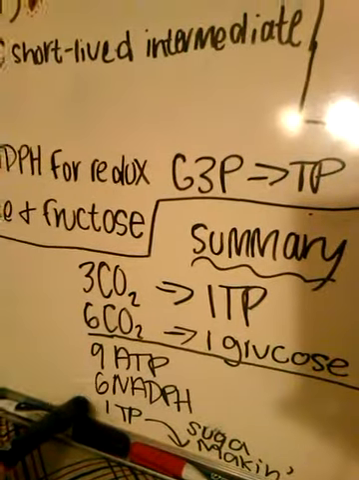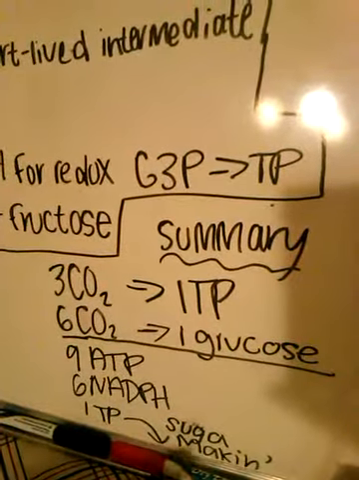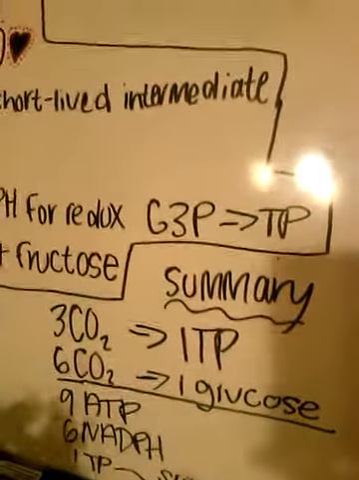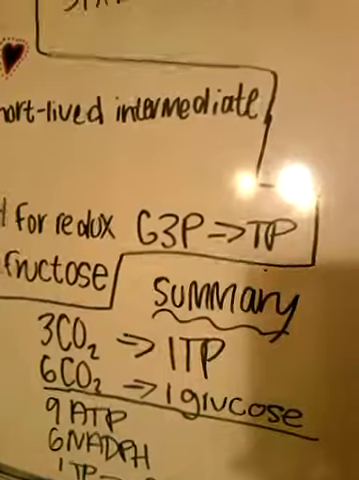And keep in mind that one of those triose phosphate is going down to sugar making. And that's going to make some sugar. That is the Calvin cycle.